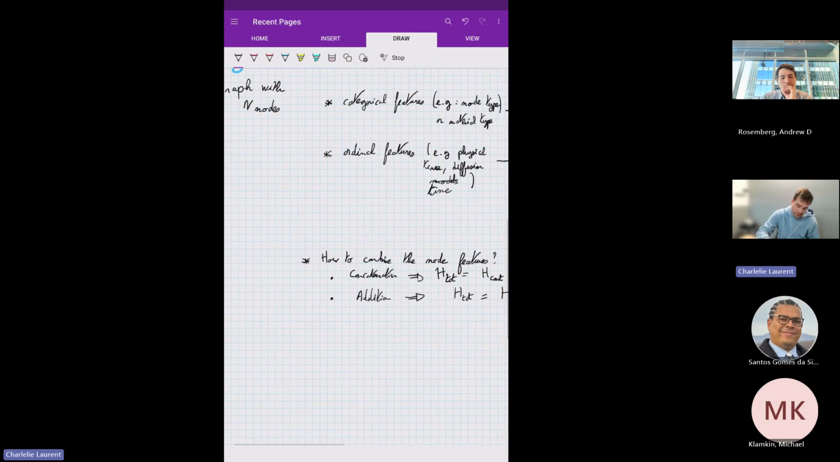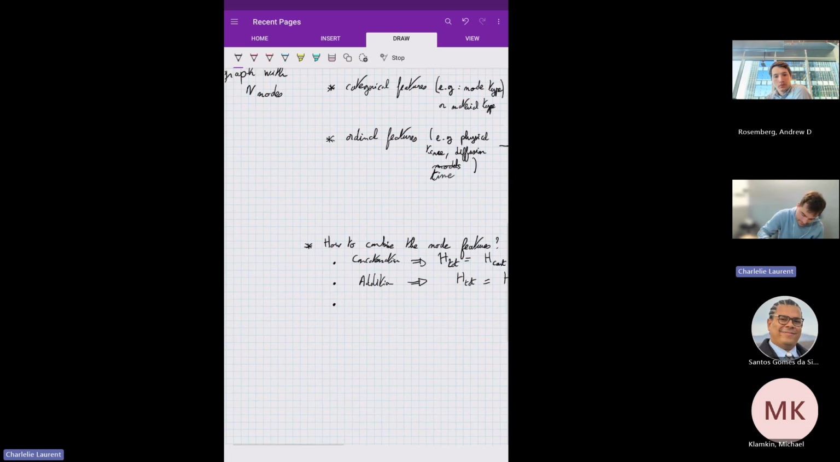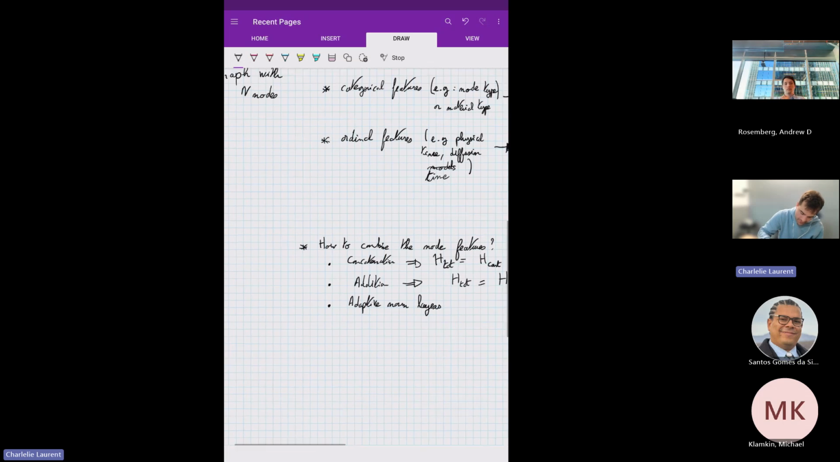There are also more advanced schemes. For example, the diffusion time, or the physical time, it doesn't matter, can be injected at every layer in the neural network. And this is usually done using adaptive norm layers, so either group norm or layer norm.